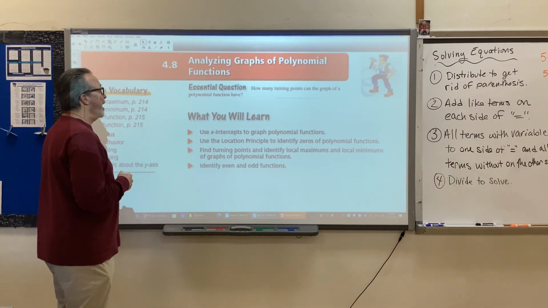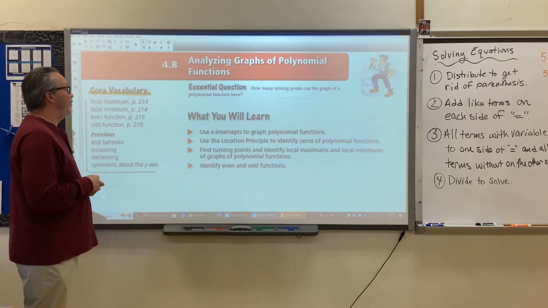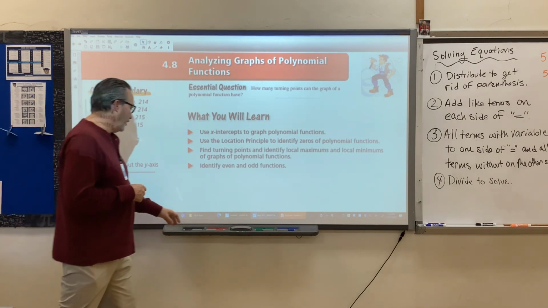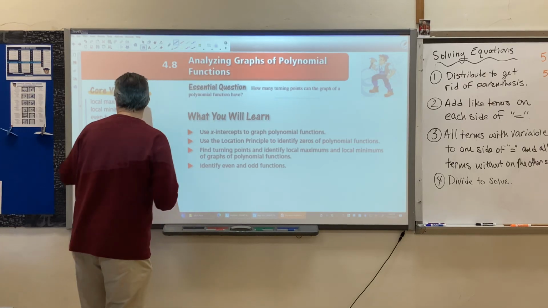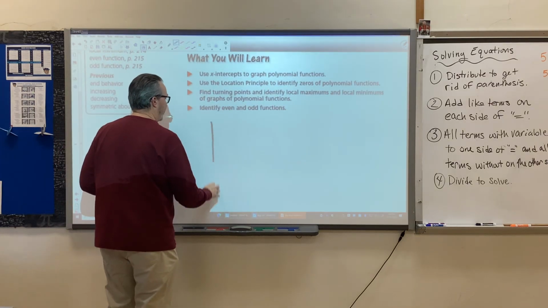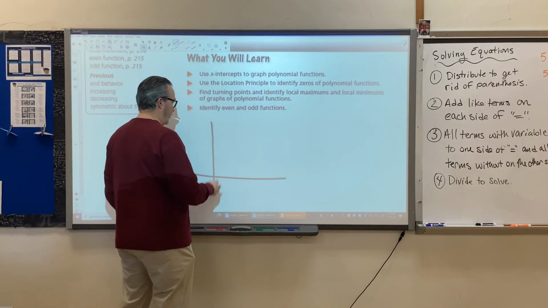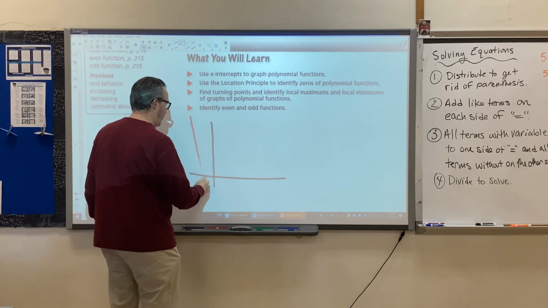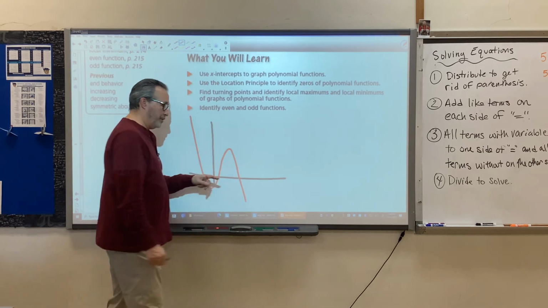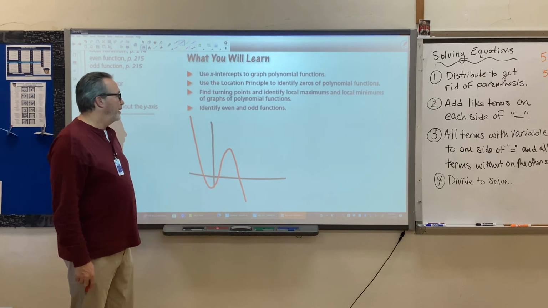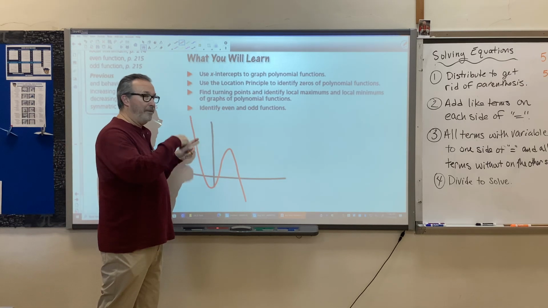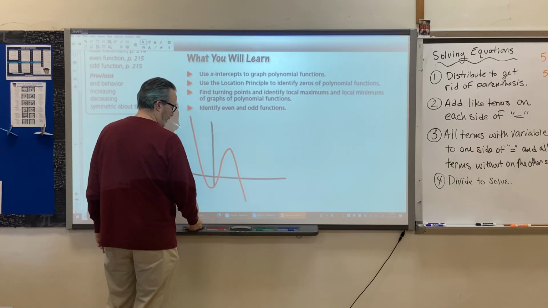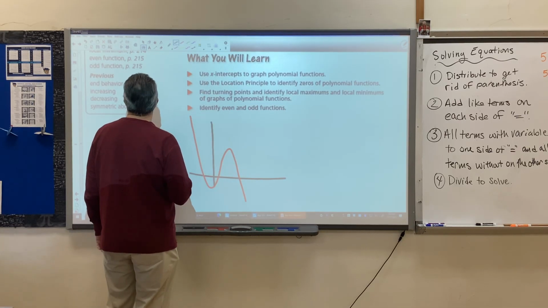Yeah, let's look at this next section. Analyzing graphs of polynomial functions. So, you've seen plenty of graphs of stuff, right? Sometimes it goes like this, and then it goes down forever. Or sometimes it makes like a W, and it goes up forever. If it looks like this, it has some important spots.